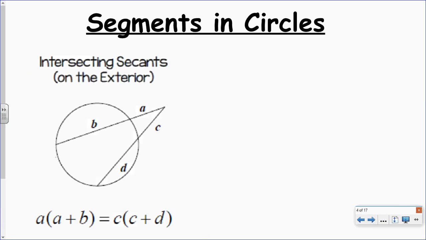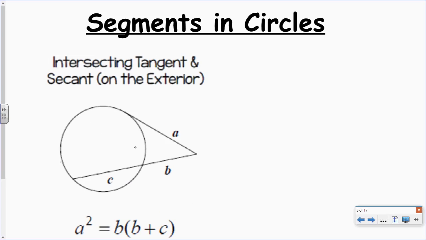And then we have intersecting secants. And in this case, we're going to take the outside times the outside plus the inside, and that's going to be equal to the outside times the outside plus the inside of the other secant.